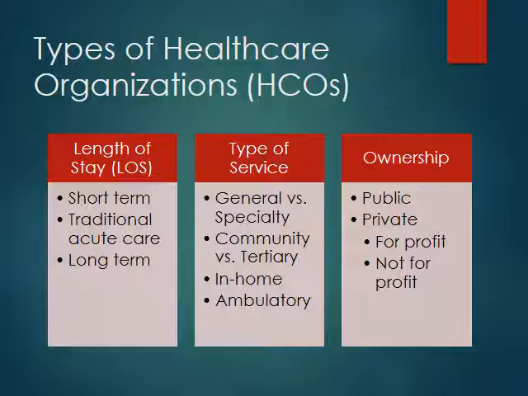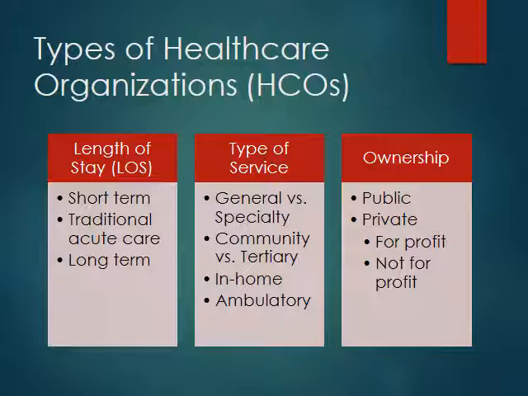It will be helpful to review the different types of healthcare organizations before you begin. While hospitals are the classic example of a healthcare organization, many other organizational types exist. HCOs can be classified in different ways. Length of stay, type of service, or ownership structure are some that are commonly used. Some HCOs only offer short-term care, which is usually defined as less than 24 hours, while others specialize in long-term care, extending past 30 days and sometimes even for years. A traditional acute care setting is what most of us think of as a typical hospital.